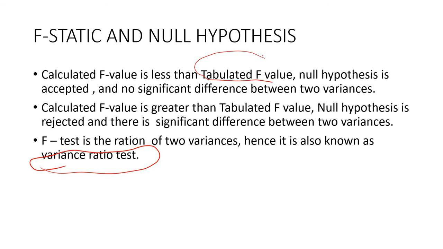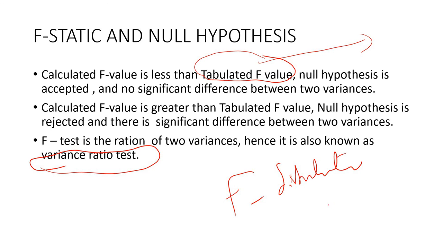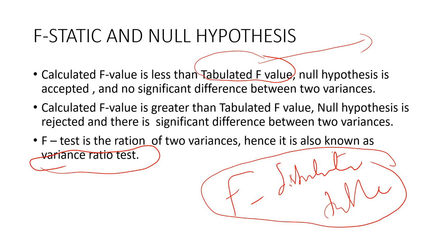Tabulated F value means you will get it from the F distribution table. You can get the F distribution table from the net. We compare, as with all the tests, the calculated statistic, the F value, with the value from the F distribution table, and based on that we reject or accept the null hypothesis. You know that.